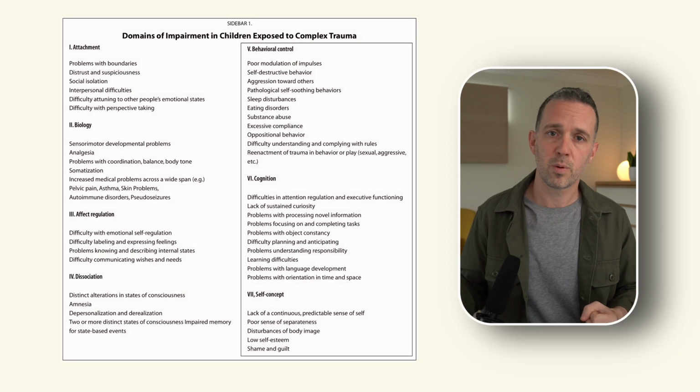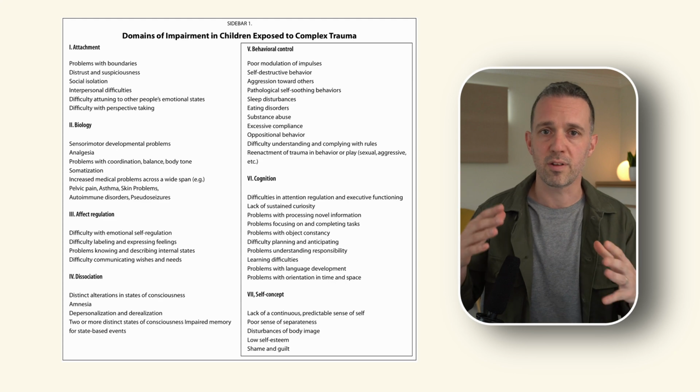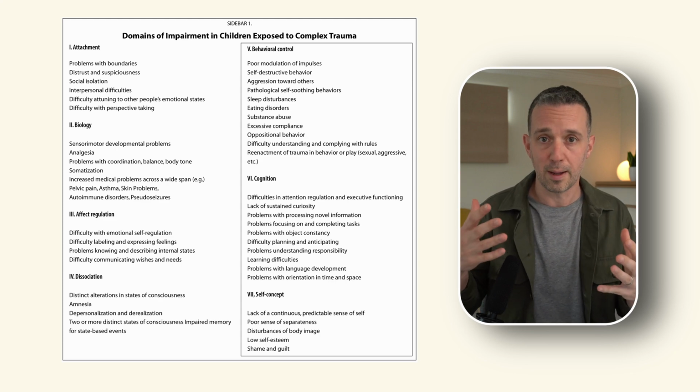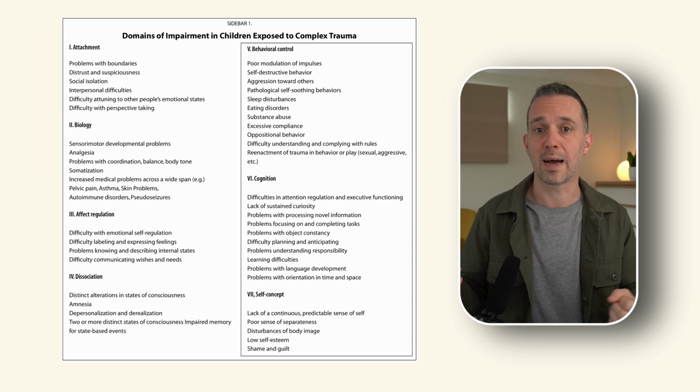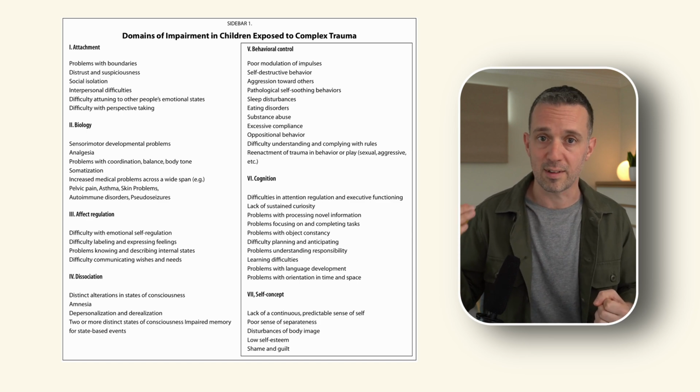So here are 7 areas of potential impairment that might take place as a result of developmental trauma. You might recognize some of these in yourself, and it may help explain why that is. Or if you are working with children who have experienced developmental trauma, then this might help you understand some of their presentation. And in this video, we're going to cover quite broadly what these domains are and what's contained within them. And then we can dive into each area in later videos, and we can talk about how to support someone who may be having these difficulties.